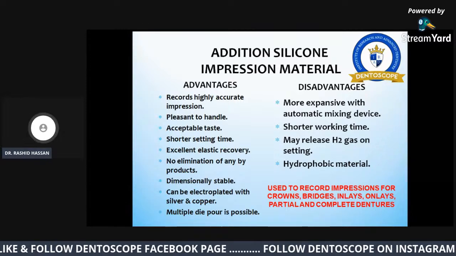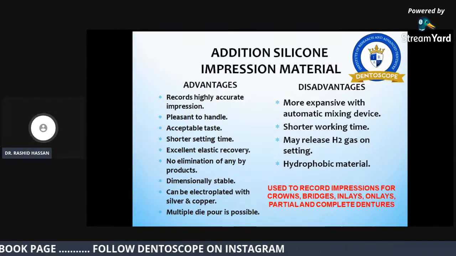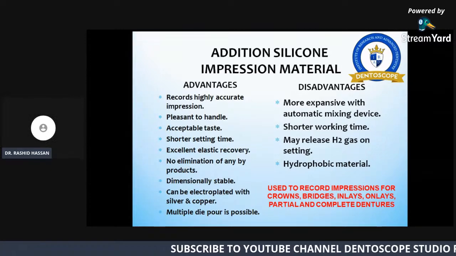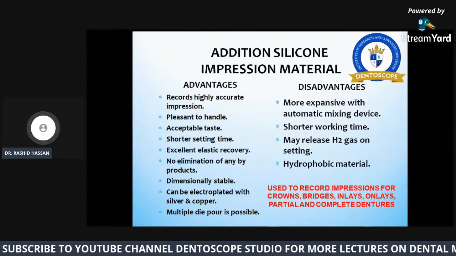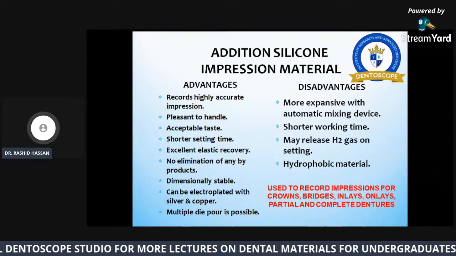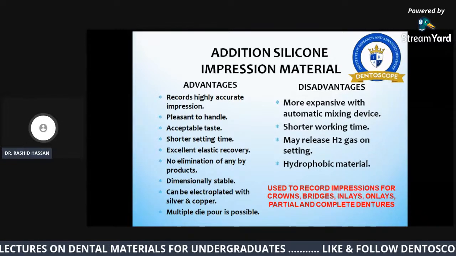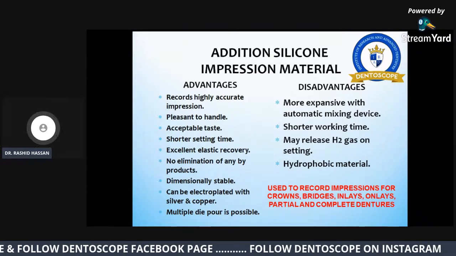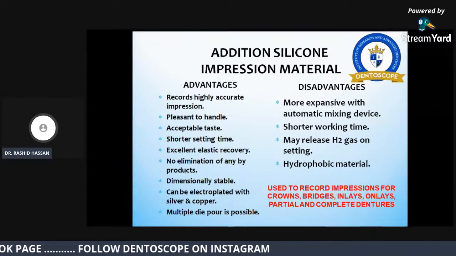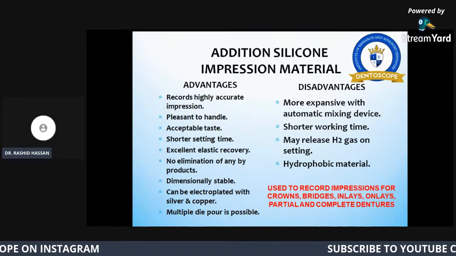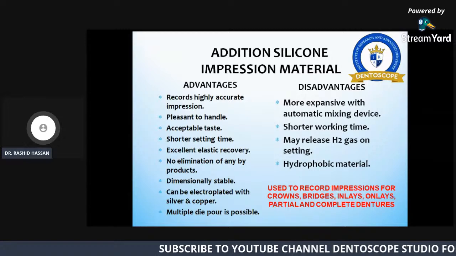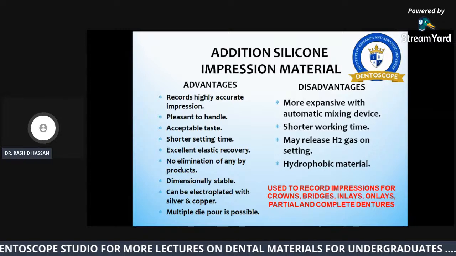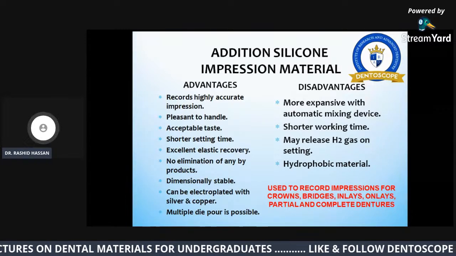So, no elimination of any byproduct. Why? Because it is addition silicon. It polymerizes by addition polymerization reaction. So, no byproduct is formed. So it gives you much more accurate results, and dimensional stability as well, because there is no byproduct formation, so it stays dimensionally stable. It can be electroplated with silver and copper. That is a good thing. I'll elaborate on this electroplating very soon in the coming slides. So multiple die pouring, well, that is also possible. So it serves all our requirements. What exactly do we want? It is giving us everything.